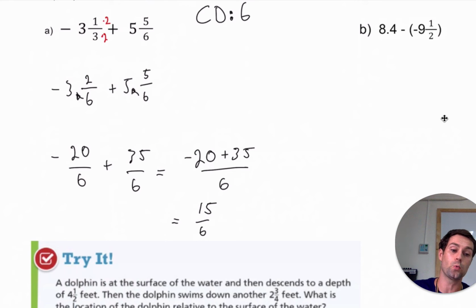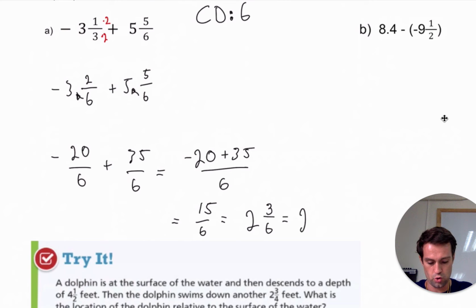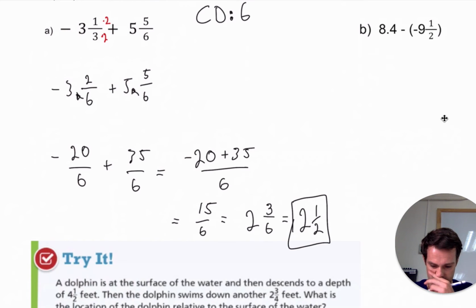And typically we want to rewrite our answer as a mixed fraction since our question started off as a mixed fraction. So this would be the same as 6 goes into 15 2 times. 6 times 2 is 12. So then we have 3 left. And 3 over 6 is 1/2. So we have 2 and 1/2. Okay?